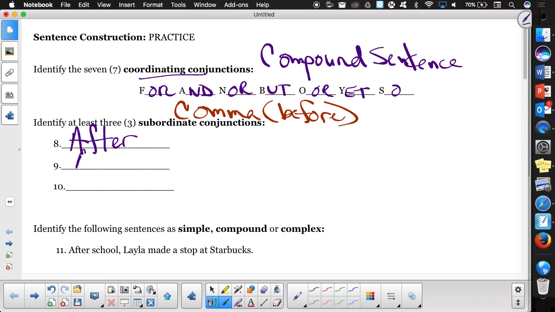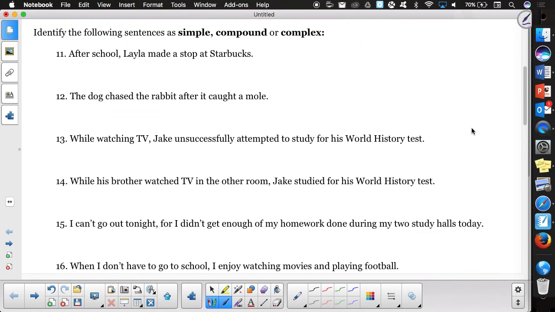Although, yep, that could be one. Because, and certainly there's more than 3, whereas, whenever, while, until, all of those things would be considered subordinate conjunctions. Okay? Now, for these, we're saying they're all sentences. We're just identifying, is it simple, is it compound, is it complex?